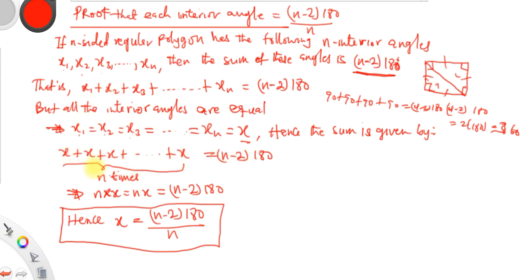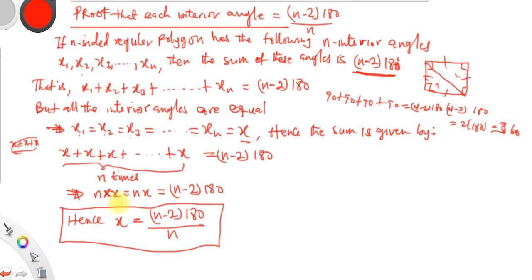So how many times? If the polygon has 3 sides, it will be 3x, so 3 times the number of sides. But we are having n sides in general. So we have x plus x plus x plus x, how many times? n times, and it will give you the number of triangles that can be formed times 180. So what is n times x?